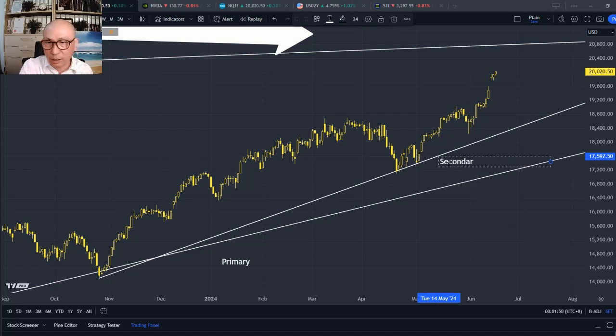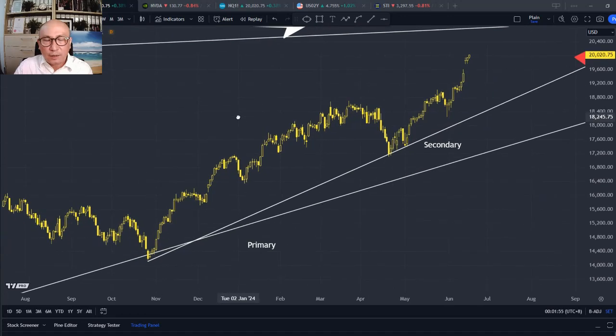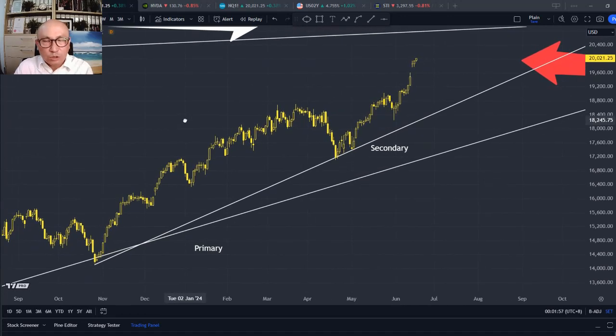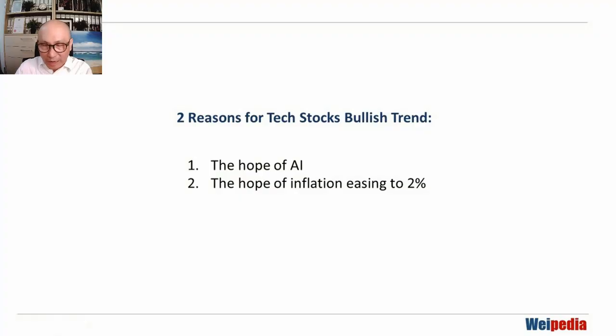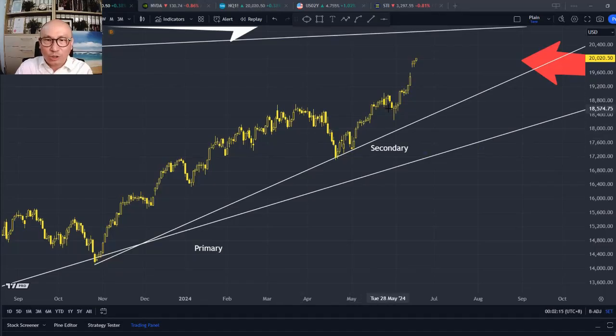secondary uptrend line. Now, I'm going to keep it very focused here: as long as the 2 rules are met, because of the fundamental reasons why Nasdaq maintained its bullishness. Number one is the hope of AI, and number two is that the inflation is at about 3%, and there's a hope that it may come down to 2%. So therefore, the strategy is to buy the dips.